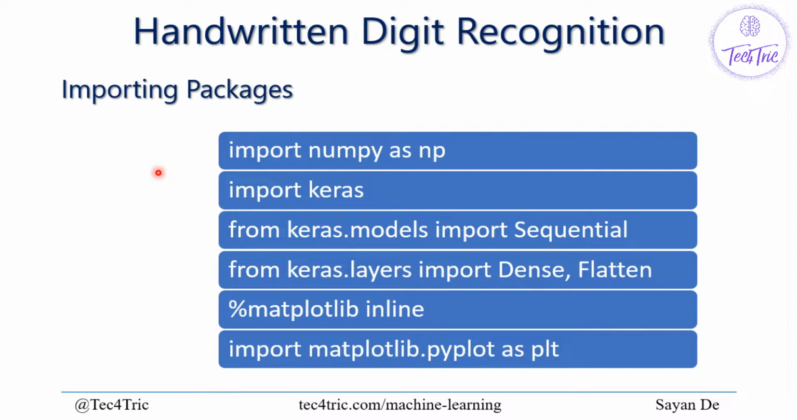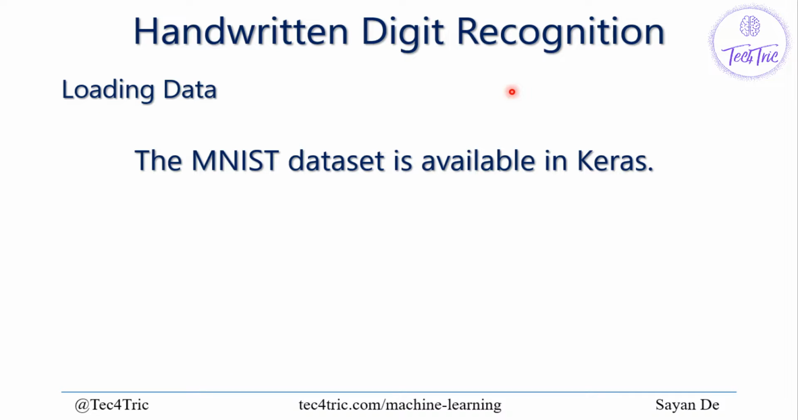We will be using Google Colab, so no need to install any packages on your local machine. So first we are importing NumPy and the sequential model from Keras. We are importing the dense and flatten layers from Keras, and to visualize the data we are importing pyplot. I will explain each and everything in the upcoming slides. So the packages are imported. Now it's time to load the dataset.